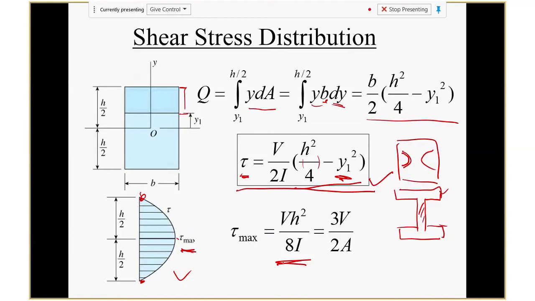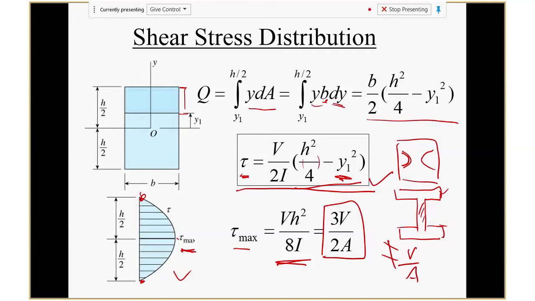And this expression you can simplify. It's actually this value. What did I simplify? Anyone realize what I simplified? What's the A here? It's the cross-sectional area. So it's basically the area. And here you can see the maximum shear stress is 3/2 of V over A, right? So it's not equal to V over A.